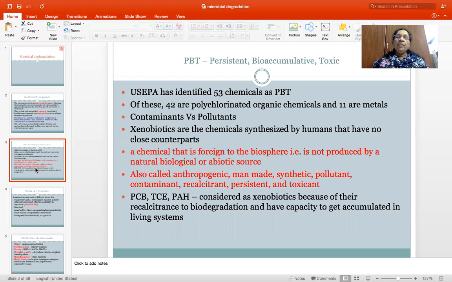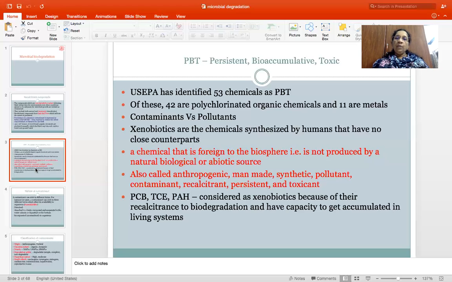And we have to differentiate between contaminants and pollutants. Usually, pollutant is a term used when these compounds cause health effects. Contaminant is the term used when they exceed a particular concentration and contaminate the particular environment. And xenobiotics are chemicals synthesized by humans and they don't have any close counterparts among natural compounds. If they had close counterparts among natural compounds, they would be degraded by natural microorganisms. As they don't have a natural counterpart, they are very difficult to degrade by microorganisms.